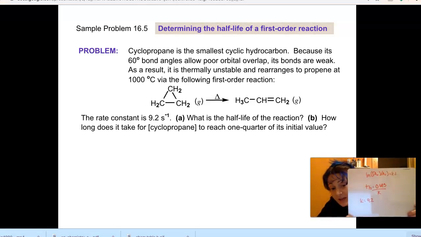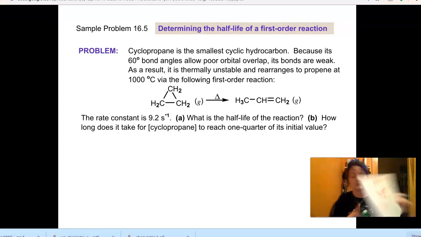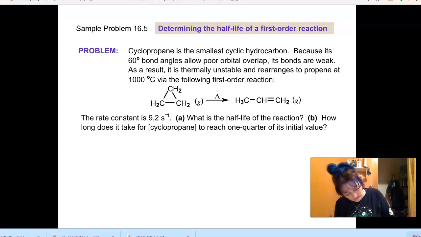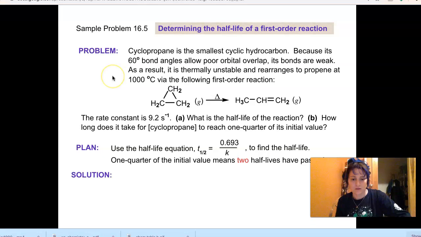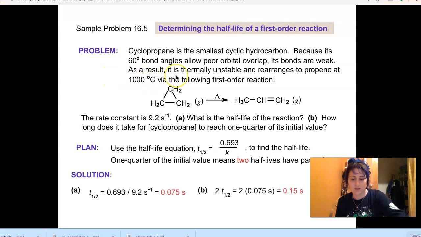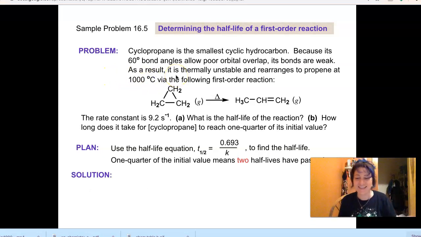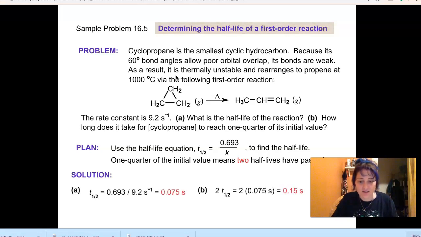Now, for A, they're simply asking what's the half-life of this reaction. Easy peasy, I'm solving for T1/2, plug K into the equation and solve. So when I do that, I end up with 0.075 seconds. All right, beautiful.